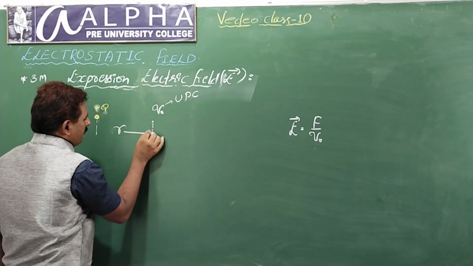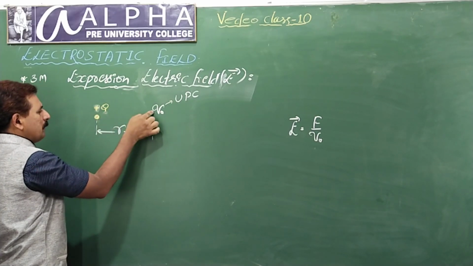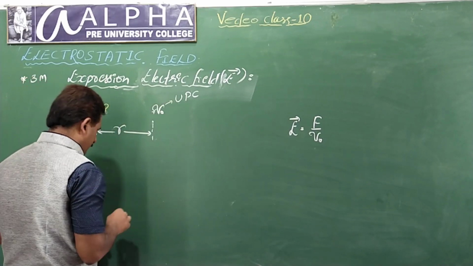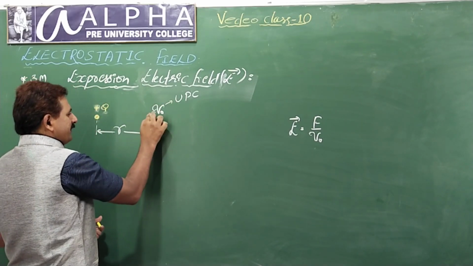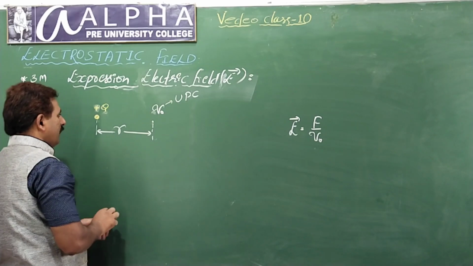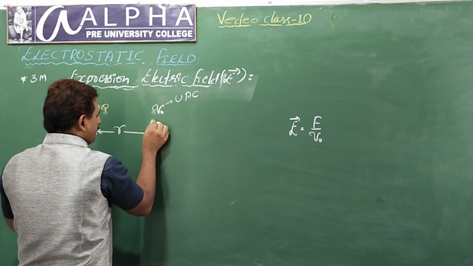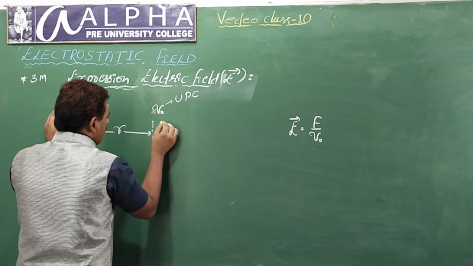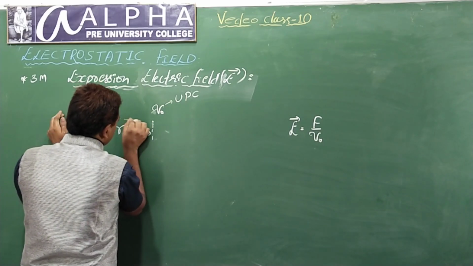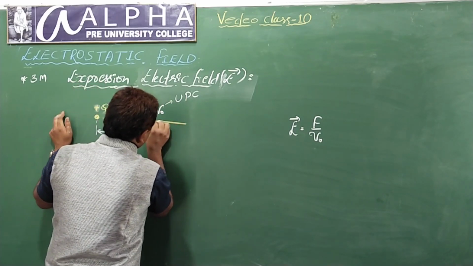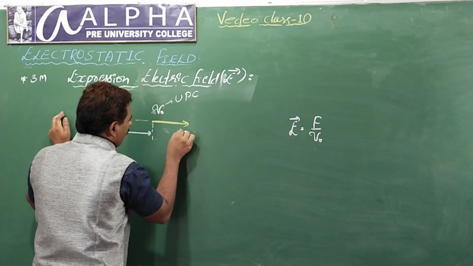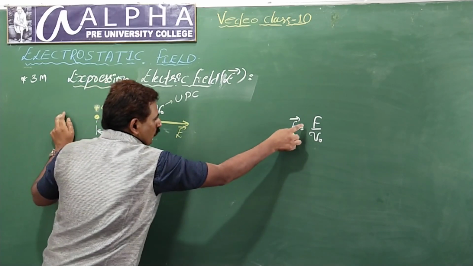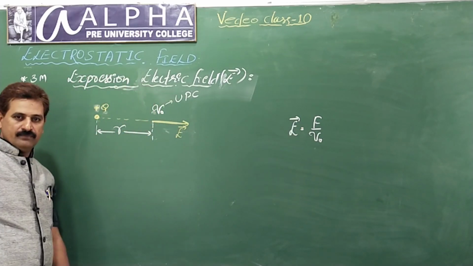R is the separation between these two. As both are positive, I need not write plus in front of it, it is always positive. This charge experiences a force, which way? Like charges repel, so join this and extend. This is the direction of the field, and its value is force per unit charge.